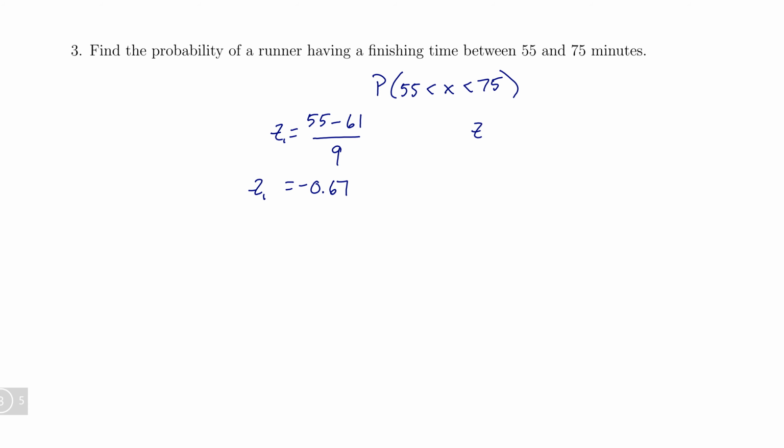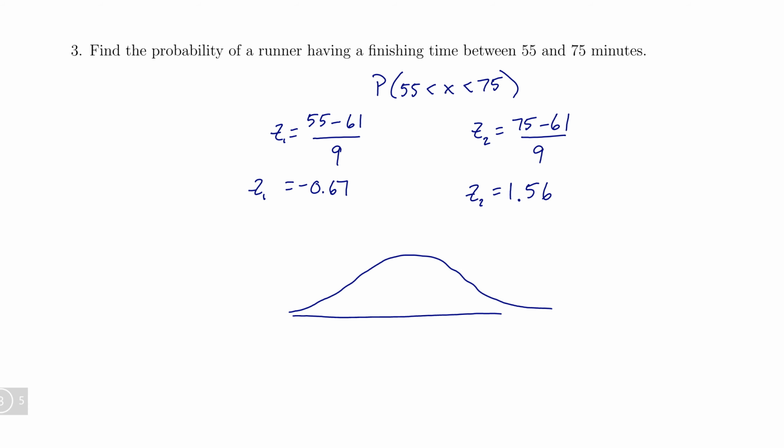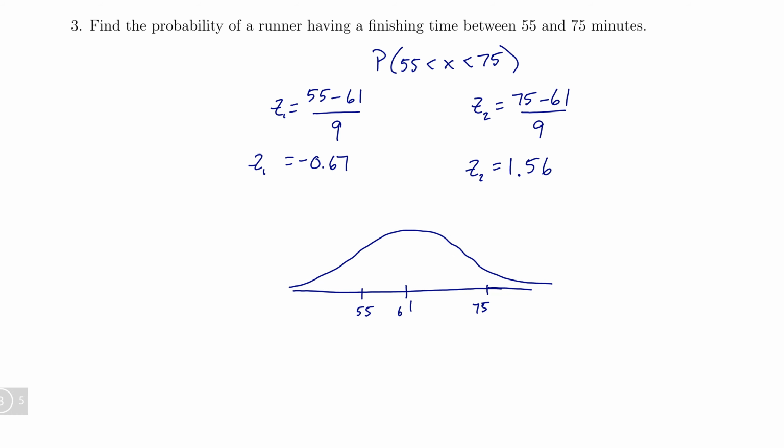The z-score for 75 is 75 minus 61 divided by 9. This gives us 1.5 repeating. To the nearest hundredth, this will be 1.56. In this problem, we are looking for the area between two values. We're looking for the area between 55 and 75. So we're looking for this shaded area.